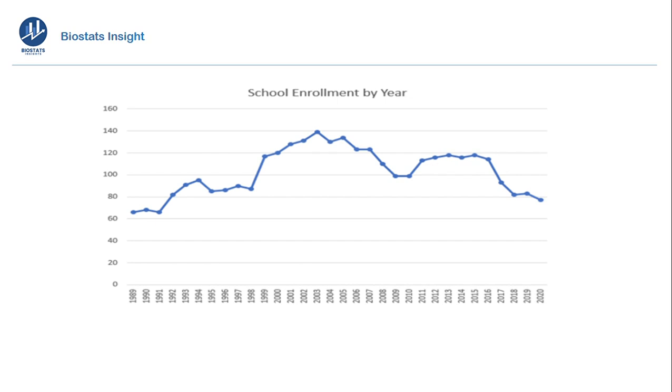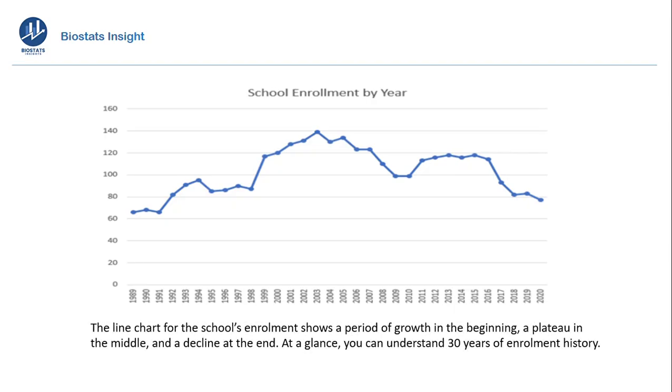Here is another example, where we have school enrollment by year, where the x-axis represents the number of years and the y-axis represents the school enrollment. If you look at this graph, at first there is an increase, then there is no change, and then it declines. So the interpretation would be: the line chart for school enrollment shows a period of growth in the beginning, a plateau in the middle, and a decline at the end. At a glance, you can understand 30 years of enrollment history of the school.